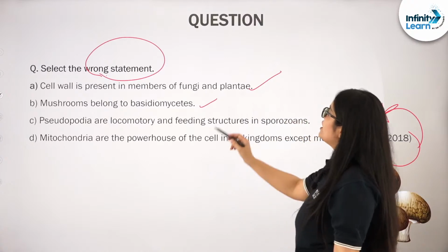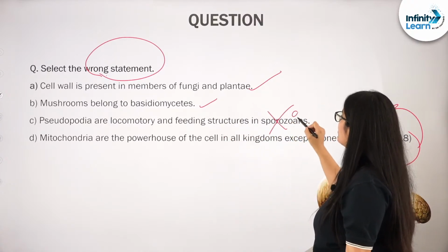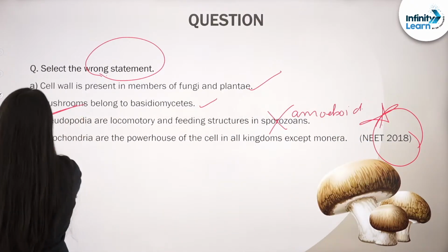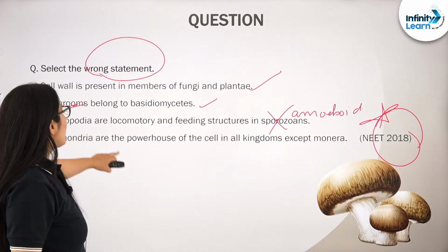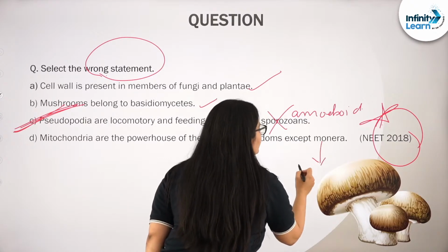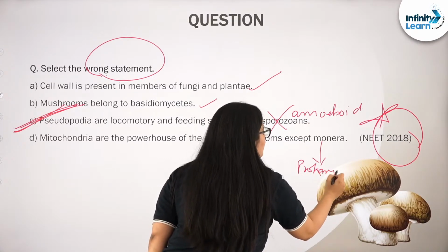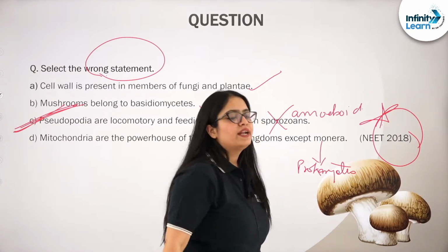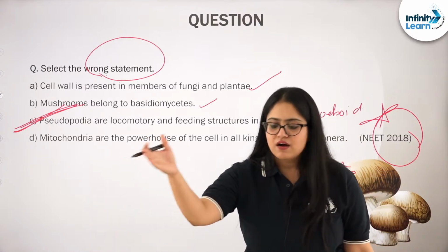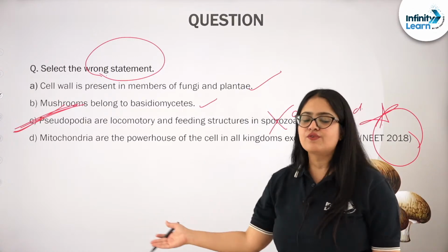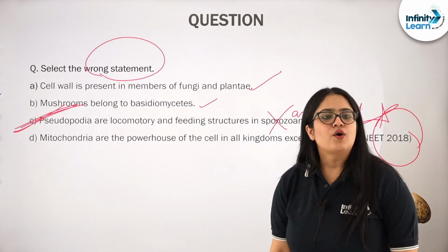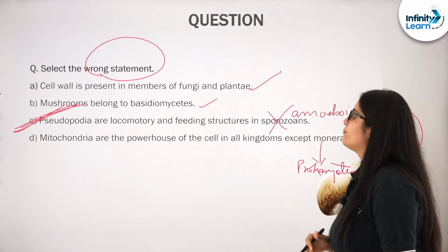Pseudopodia are locomotory and feeding structures for sporozoan. No, it is for amoeboid protozoans. So this one is the wrong statement, and this is the right answer for this question. Mitochondria are the powerhouse of the cell in all kingdoms except monerans. Yes, students, because monerans are prokaryotes, and in prokaryotes, well-defined membrane-bound cell organelles like mitochondria are not present. Kingdom Protista, fungi, plantae, Animalia, all are eukaryotic and hence will have membrane-bound cell organelles like mitochondria. Clear? I hope you are clear with this question as well.